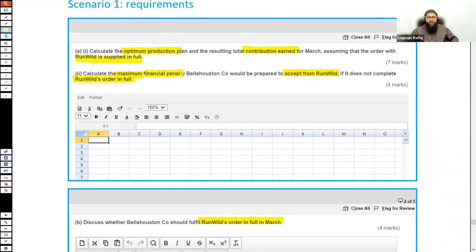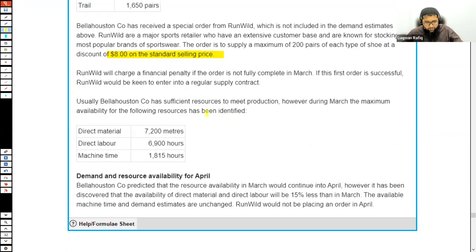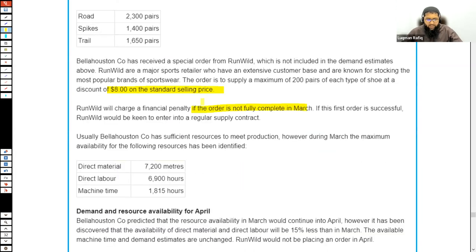It says calculate the maximum financial penalty Bellahouston would be prepared to accept if it does not complete Run Wild's order in full. So how much of the penalty would it be willing to accept? They're going to charge a penalty, a financial penalty, if the order is not fully complete in March. In every scenario, we complete the special order first. Have they mentioned the penalty? No. They say that they are going to be charging the penalty. That's what they are going to do.